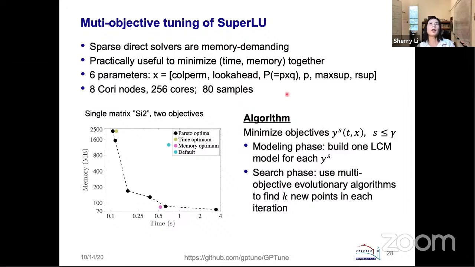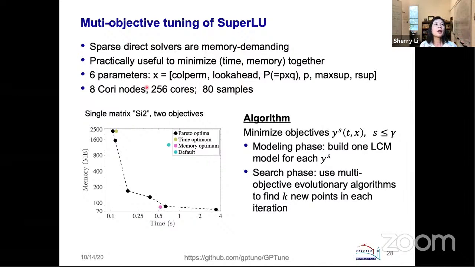So the next thing I want to illustrate, also a new feature we implemented, is the multi-objective tuning. And it's best illustrated using the sparse direct solver. As you know, sparse direct solvers are very memory demanding. So oftentimes time is not the only thing you want to minimize. You also want to minimize the memory. So it's practically very useful to consider them together.